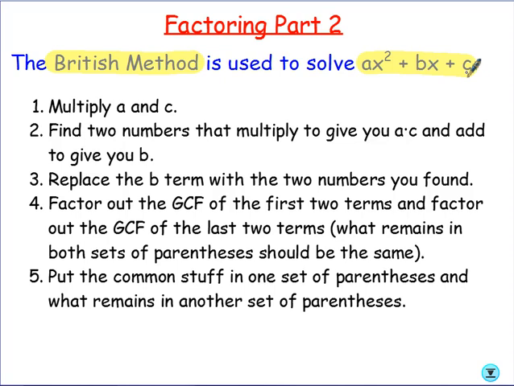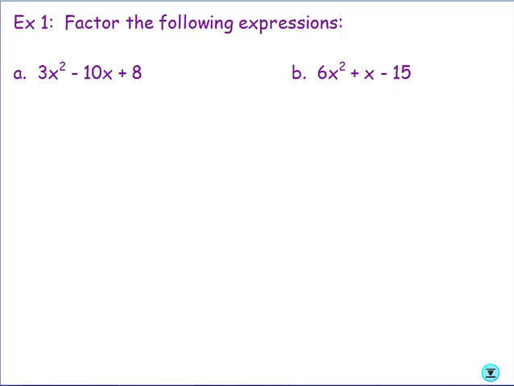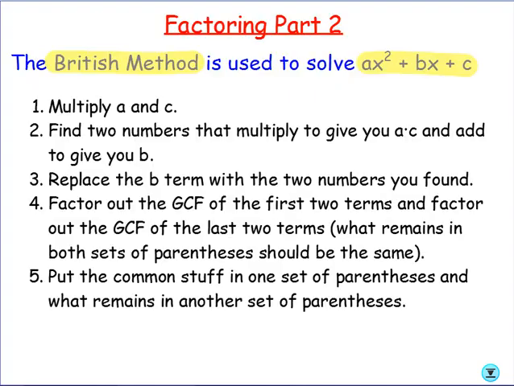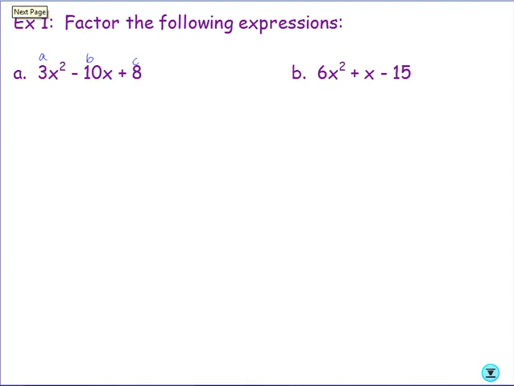So let's take a look at our first example. 3x squared minus 10x plus 8. If it's helpful, you can put a little A, B, and C above those three numbers. Our first step of this British method process is to multiply the A number and the C number together. Well, A is 3. Notice I didn't include the x. C is 8. 3 times 8 is 24.